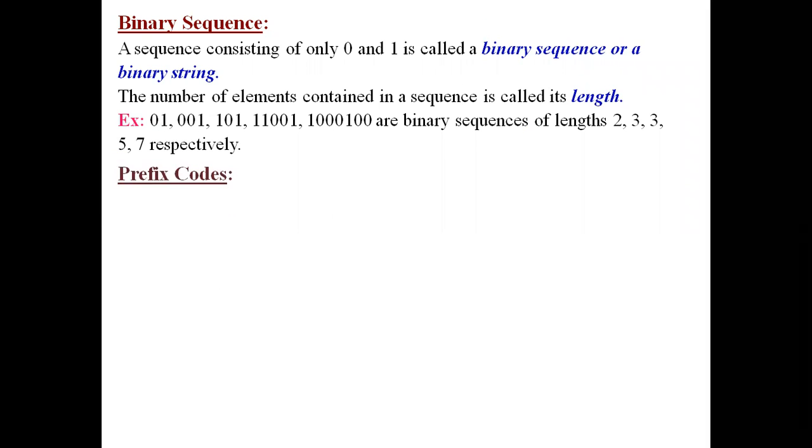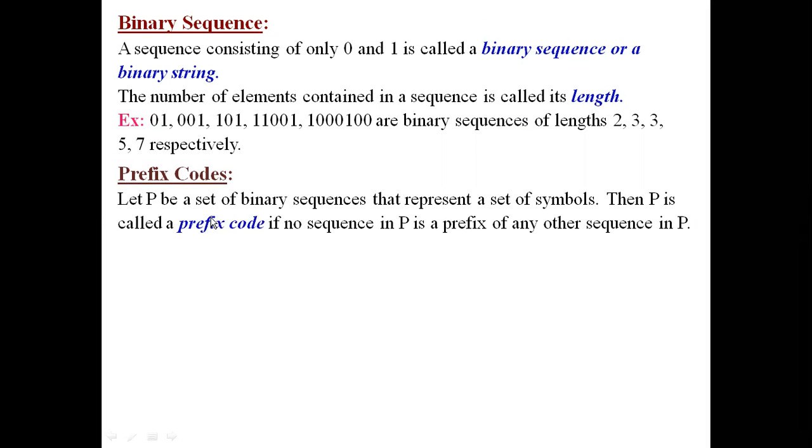Prefix codes. Let P be a set of binary sequences that represent a set of symbols. Then P is called a prefix code if no sequence in P is a prefix of any other sequence in P. So we consider a set of binary sequences denoted by P, which represents a set of symbols for us, consisting of only zeros and ones. We say that P is a prefix code if no sequence in P is a prefix of any other sequence in P.